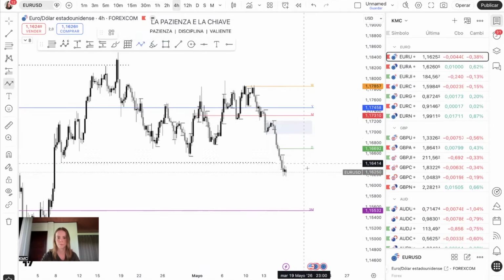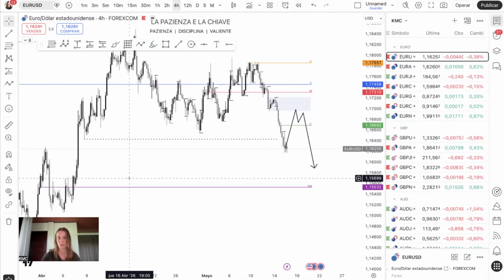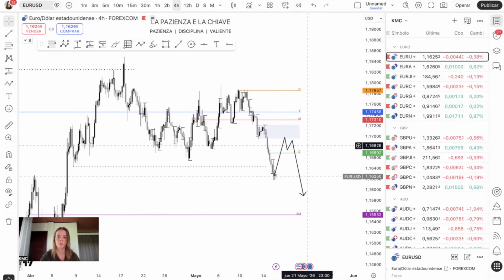From there on, you want to see it retrace back, make a shift, a change of character, a shift in trend, and from there on we can dive in further short. That's what I'm looking for in euro dollar.